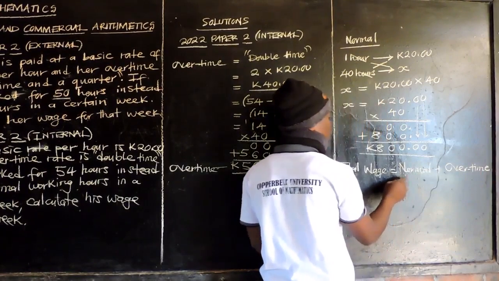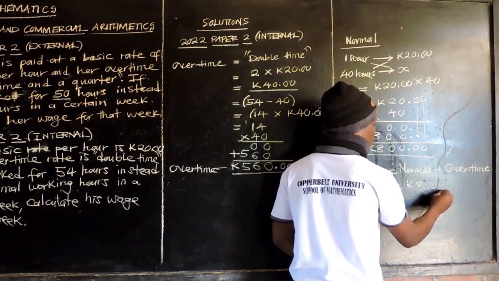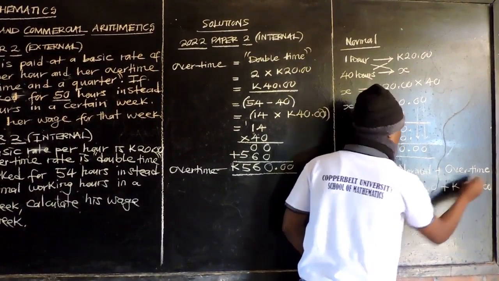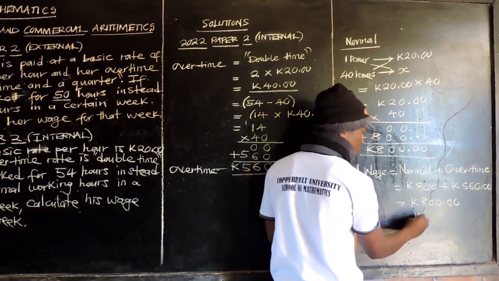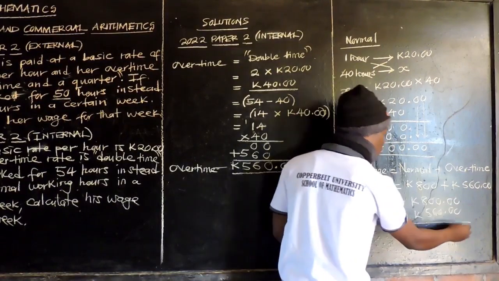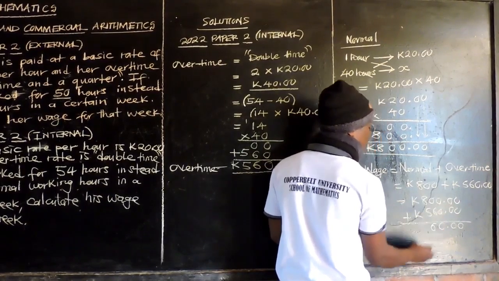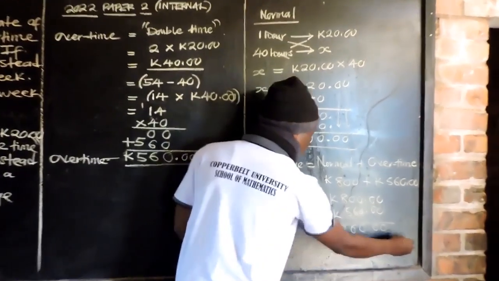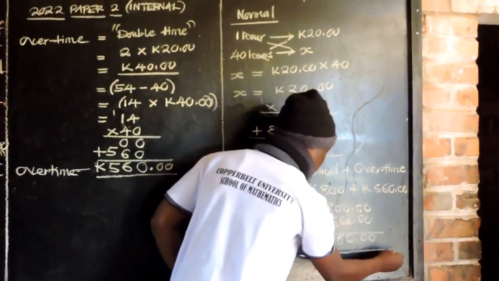So what is normal? Normal is 800. So 800 plus what is this overtime, guys? 560, is it? So you can simply add and say 800 plus 560. These things are simple. So 0 plus 0 is 0. 6 plus 0, 6. Then what is 5 plus 8? 13. So what do we have? We have 1,360 kwacha as the total wage.